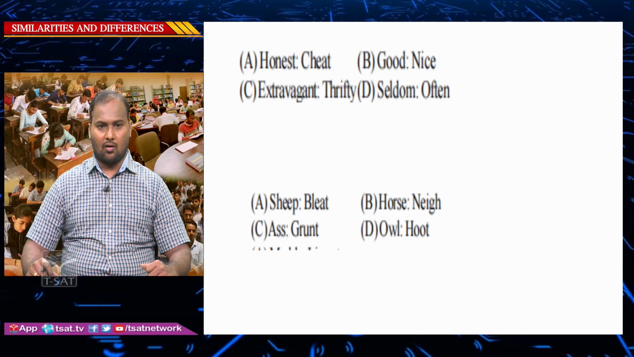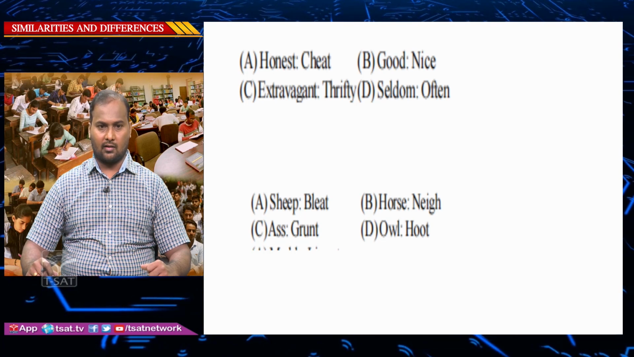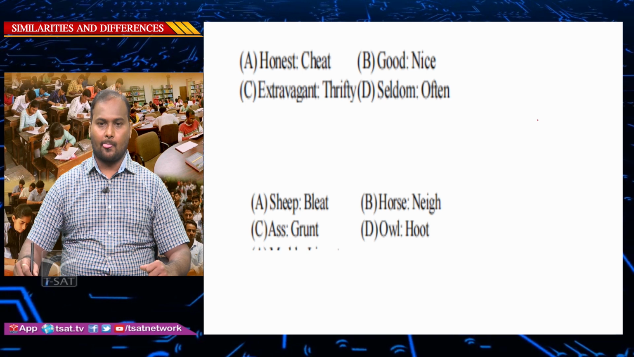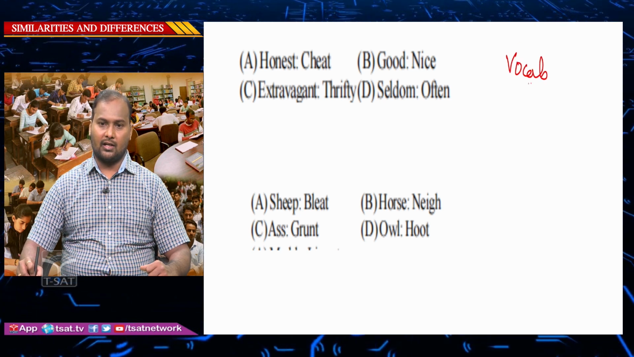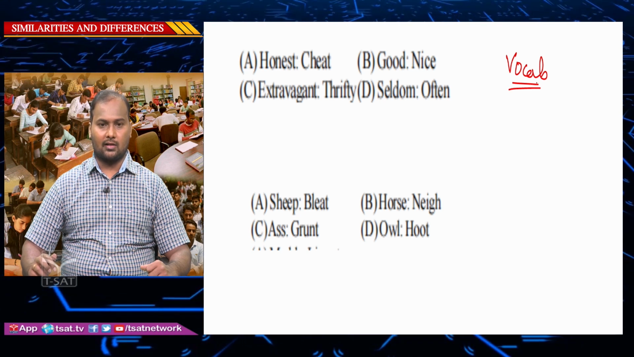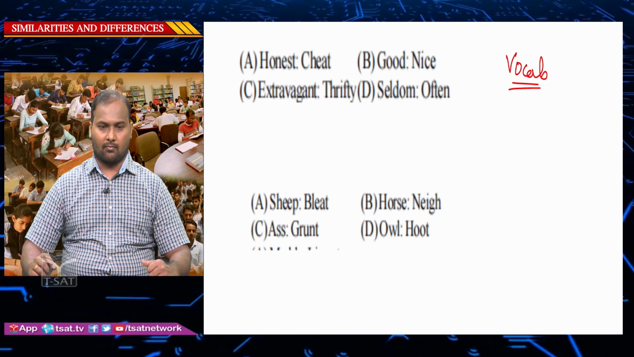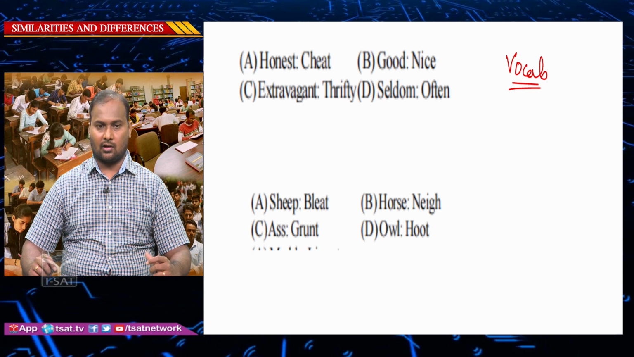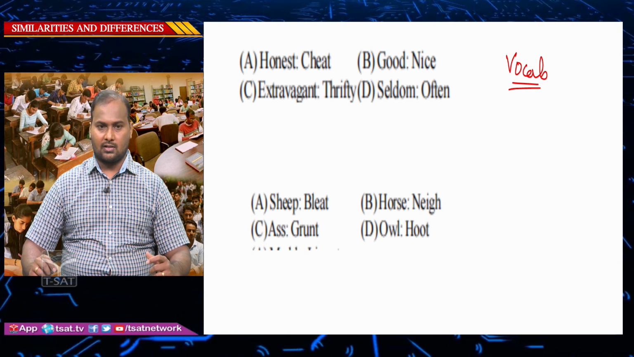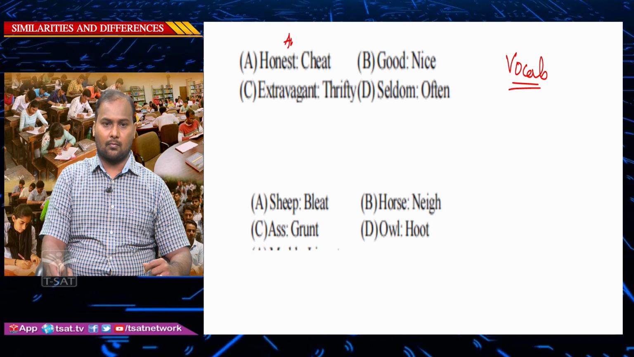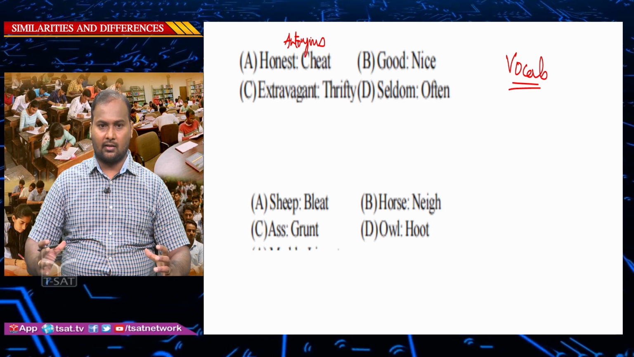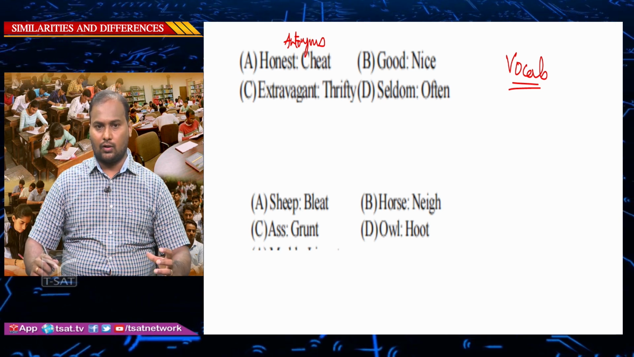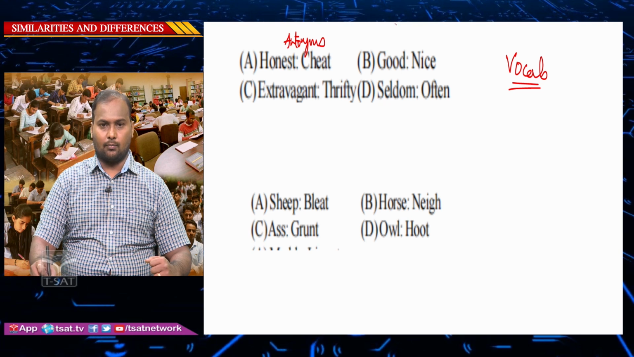Next question. See, in this question: honest, cheat; good, nice; extravagant, thrifty; seldom, often. To answer this question, the student should be thorough with English vocabulary. Then only can he solve this question. Otherwise, it is very difficult for them. For example, honest and cheat, how are they related? Honest and cheat, both are antonyms, or opposite words. In the same way, good and nice. Good and nice, both are synonyms.